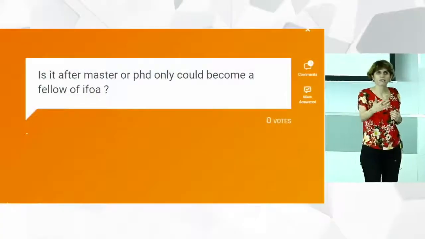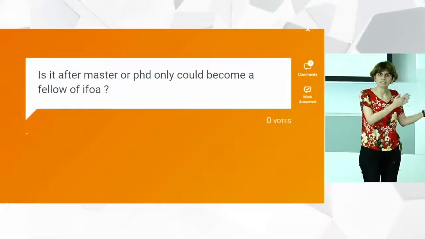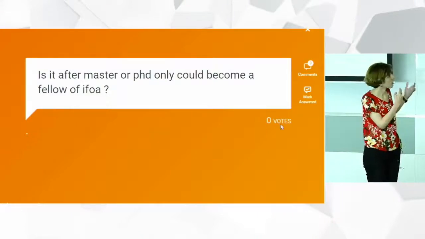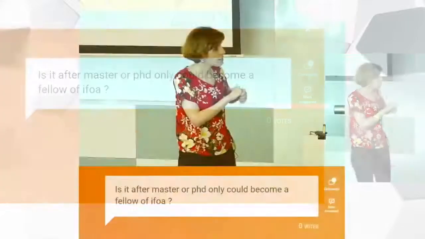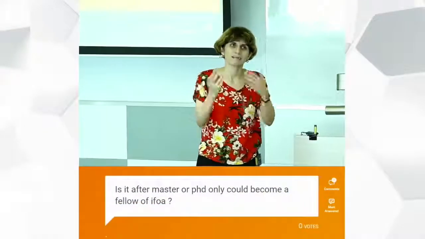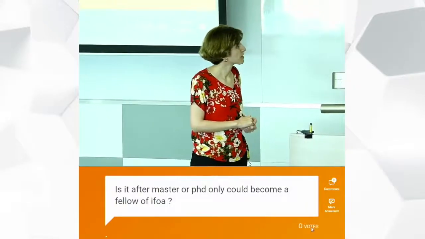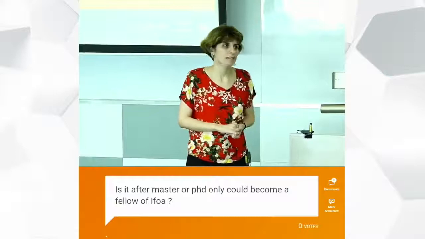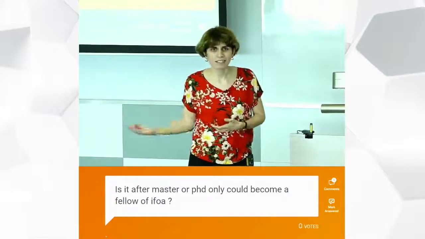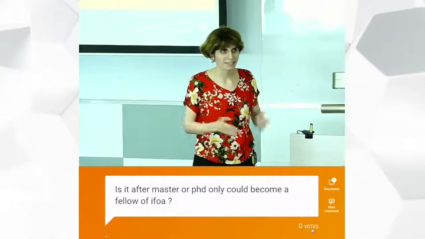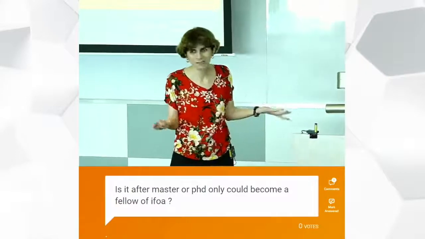Is it only after a master's or PhD that one could become a fellow of IFOA? It's in fact after your degree, but it depends how long it takes you to pass the rest of the exams. So it can be after your PhD or after your master's. But if you study a master's in actuarial science, you can get more exemptions, which is also a bonus. For some people it takes 2 years, for some more than 10 years, and for some it takes forever to become a fellow. So it depends on you.